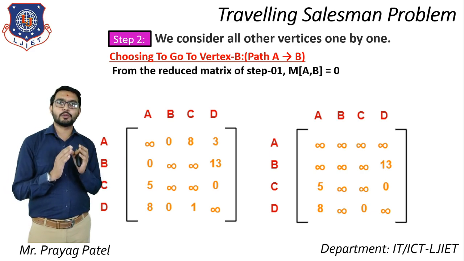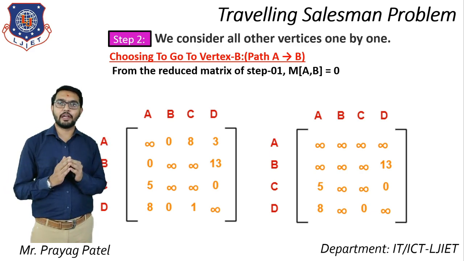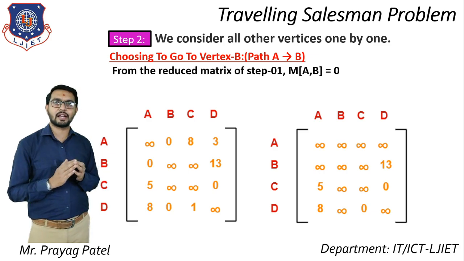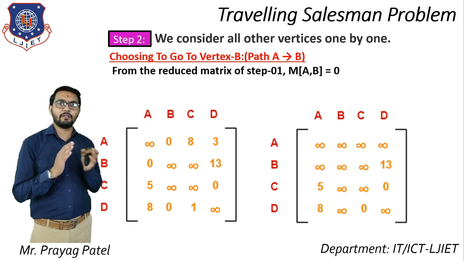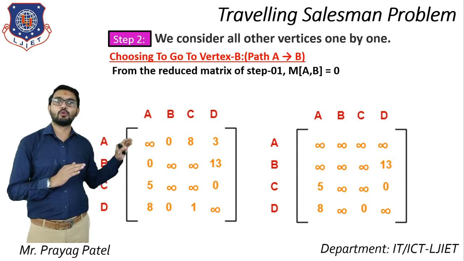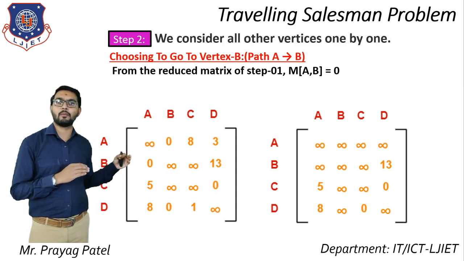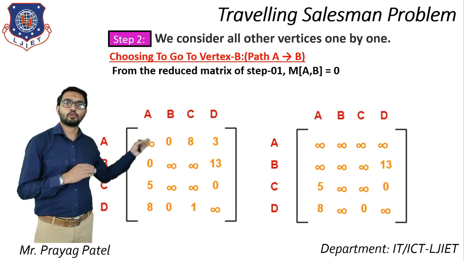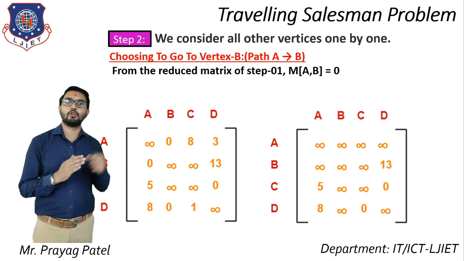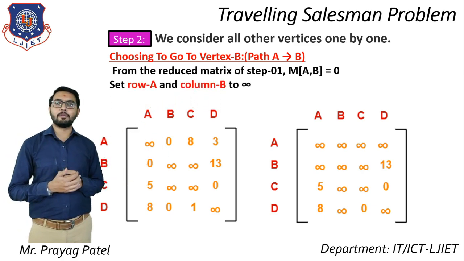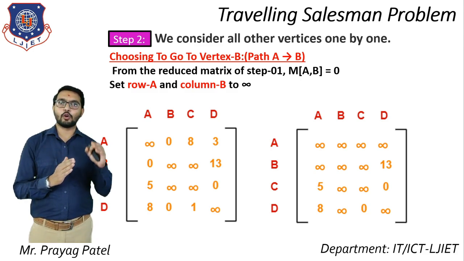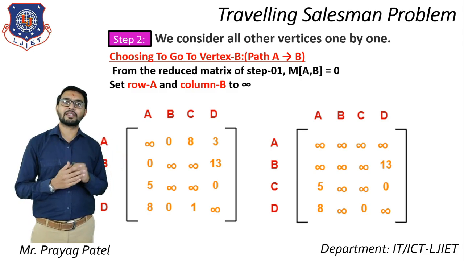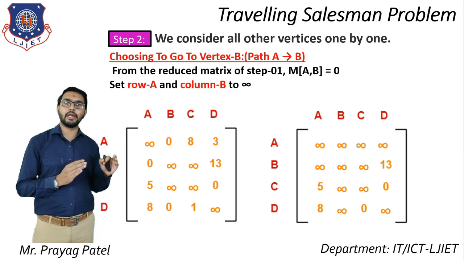So from the reduced matrix of step number 1, in our previous step the reduced matrix is there. So in the reduced matrix of step number 1, the value of MAB equals 0. So remember this value to find the solution. Now consider the second step. Here our path is from A to B. So here set row A and column B to infinity.